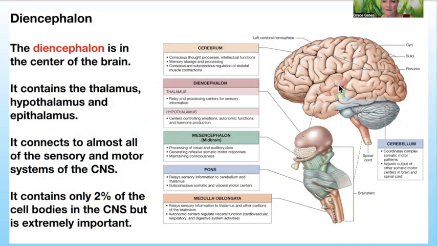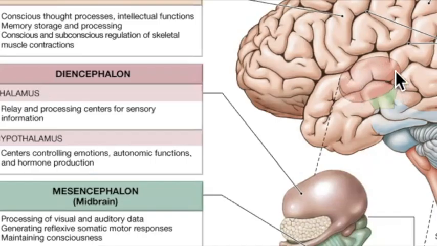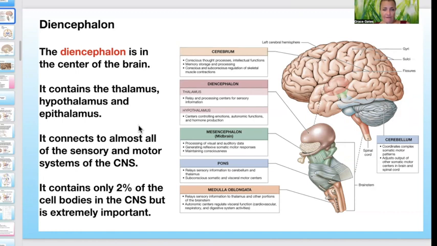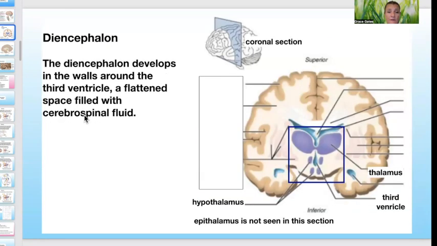In the picture to the right here, the diencephalon is this darker pinkish colored egg over here, shown in the center of the brain. It contains the thalamus, the hypothalamus, and the epithalamus. The diencephalon connects to almost all of the sensory and motor systems of the central nervous system, which is the brain and spinal cord. It contains only 2% of the cell bodies in the central nervous system, but it is extremely important. The diencephalon develops in the walls around the third ventricle, a flattened space filled with cerebrospinal fluid during development.